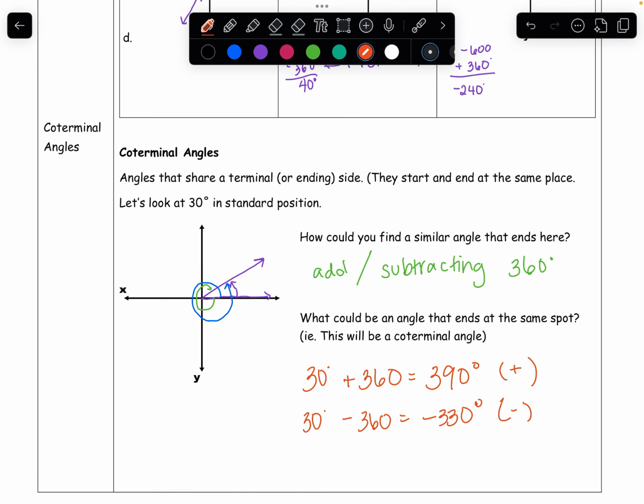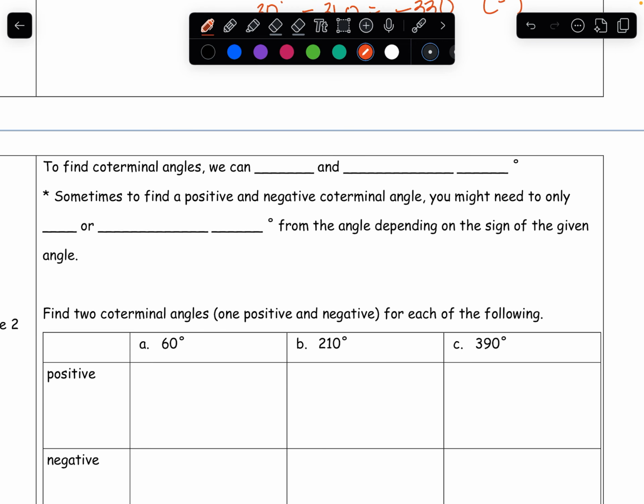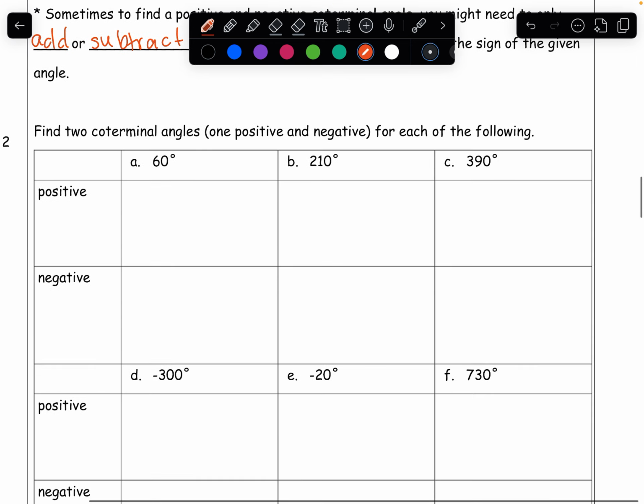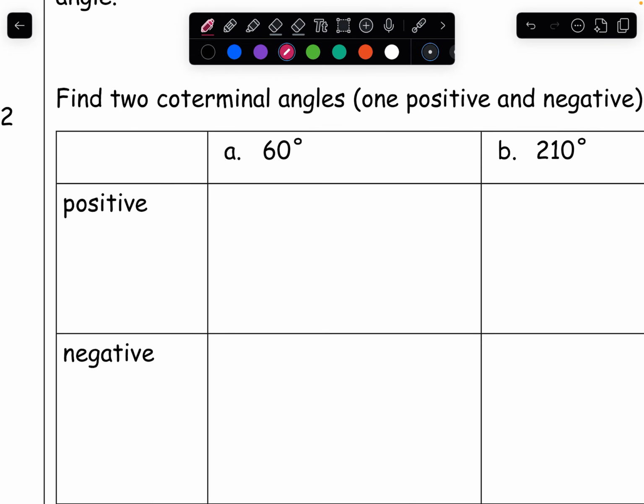Okay, so that's what we're going to do on the next page. To find coterminal angles, we can add and subtract 360 degrees. Sometimes to find a positive and negative coterminal angle, you might need to only add or subtract 360 degrees from the angle, depending on the sign of the given angle. We'll see that more in E and in C and F. So what we're going to do is find a positive and negative.